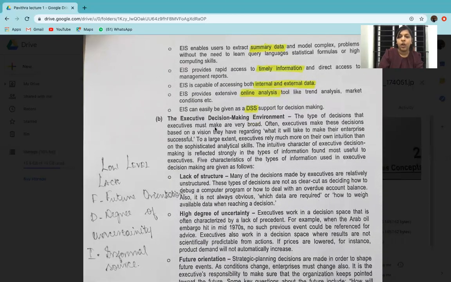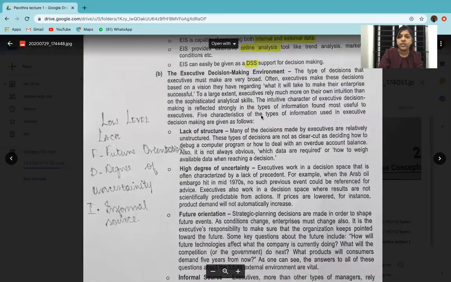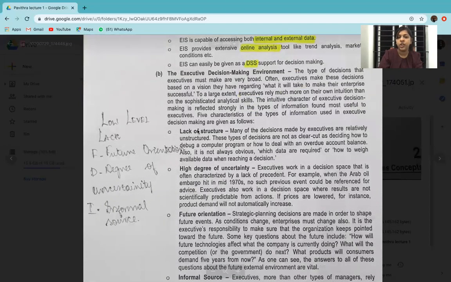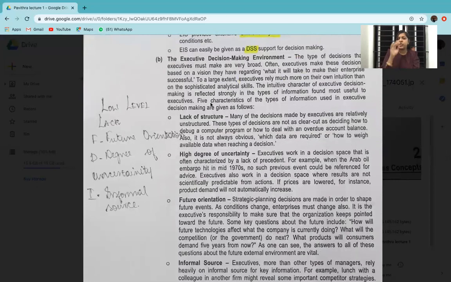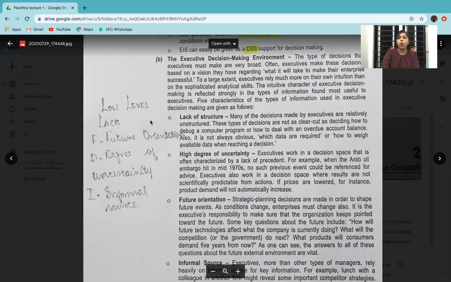Okay, that's that. Next is the characteristics of the type of information used in executive decision making. So the information that is used in executive decision making is also from MIS, DSS, okay. But what other information can they be getting? How do they get it? They lack. So for this we have a mnemonic here, which is low level and lack FDI. It is low level and lack FDI.